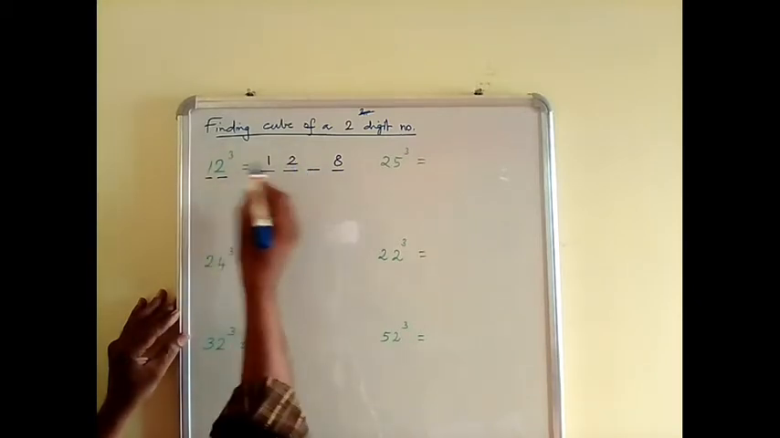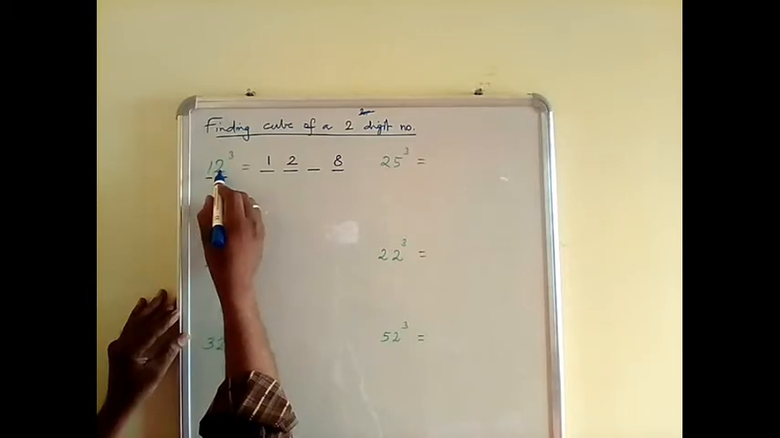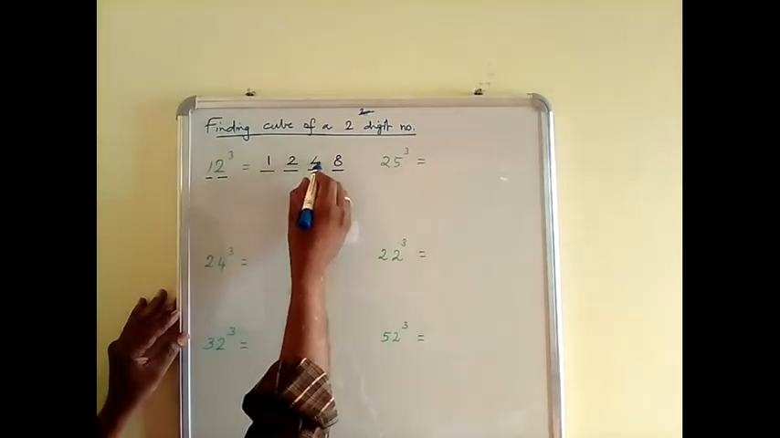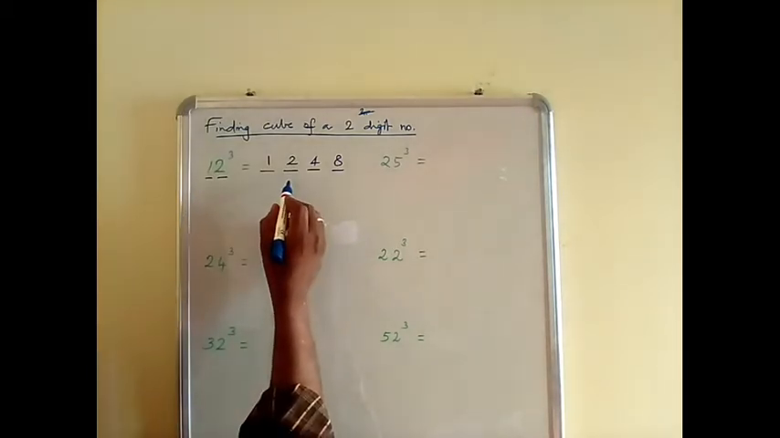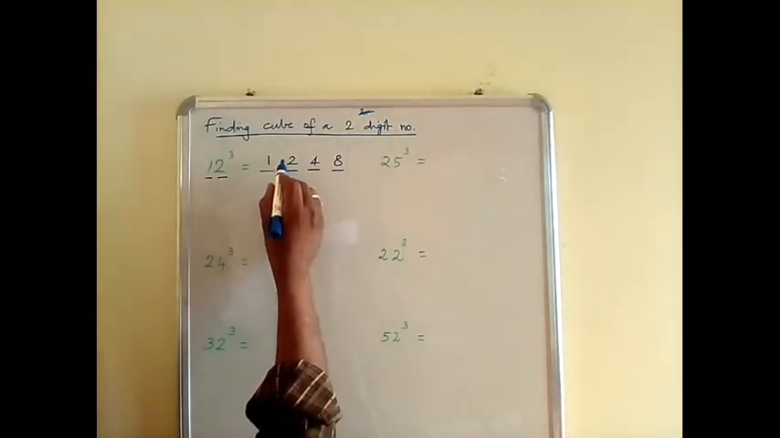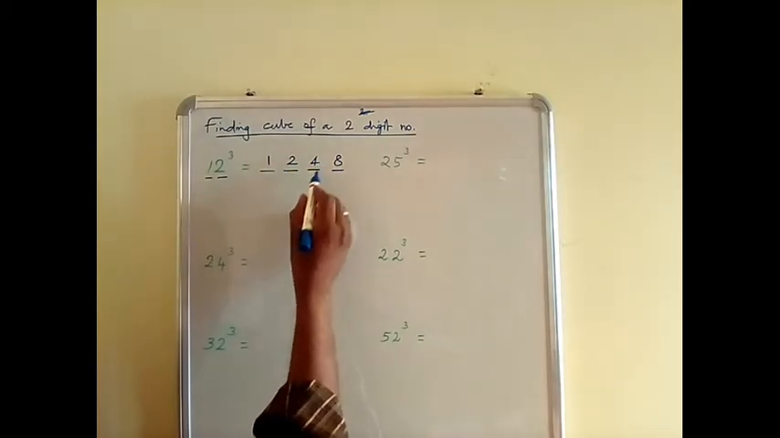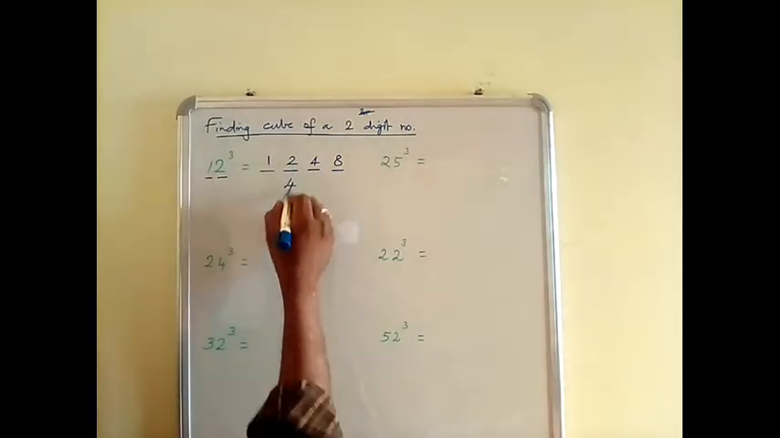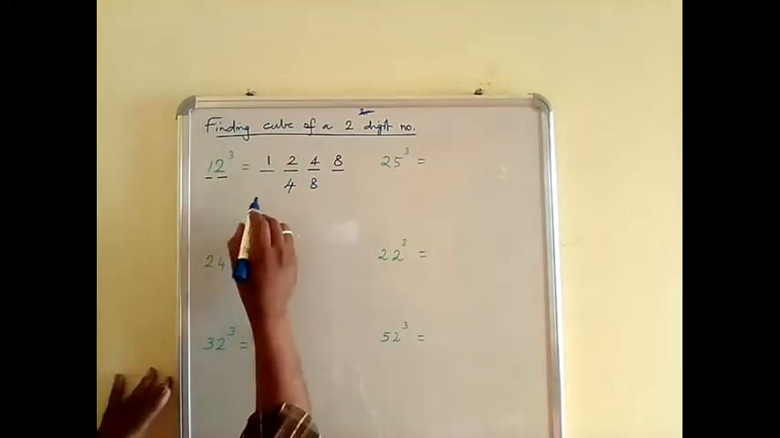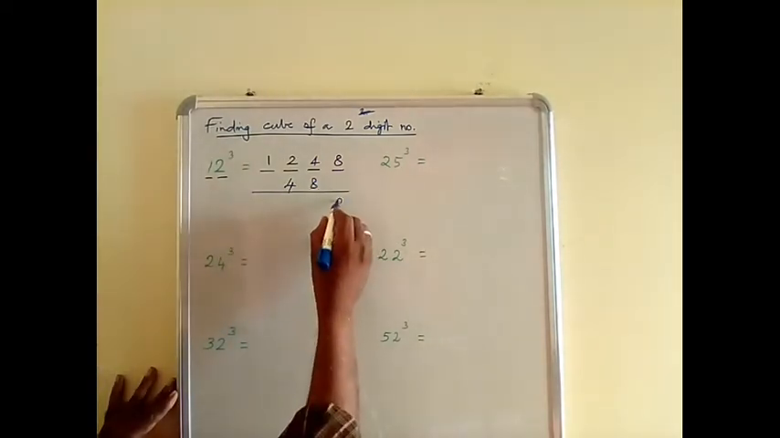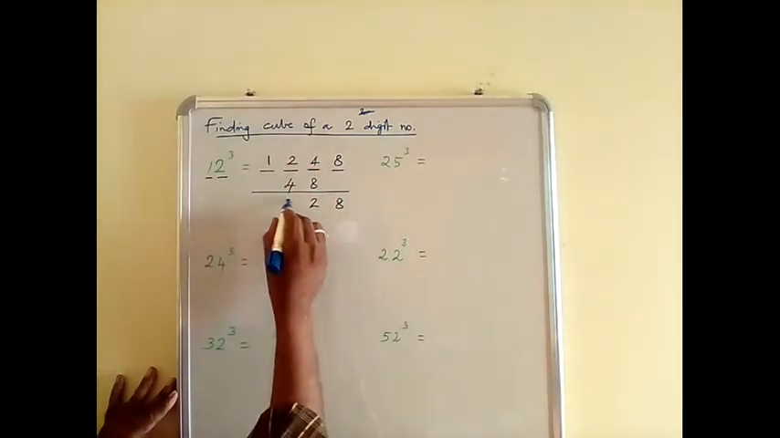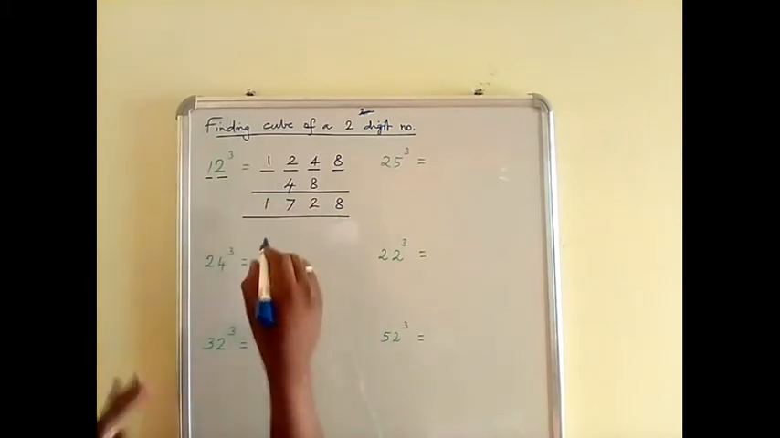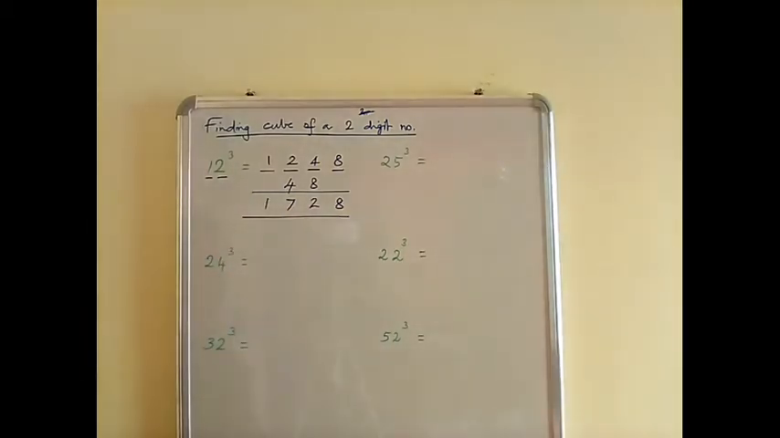For the third place, first digit into square of the second digit. So square of the second digit is 4. 4 into 1, 4. Now you simply double these middle two numbers. So double of 2 is 4, double of 4 is 8. Now add: 8 plus 4, 12, balance 1, this is 7, 1. So 12 cube is 1728.